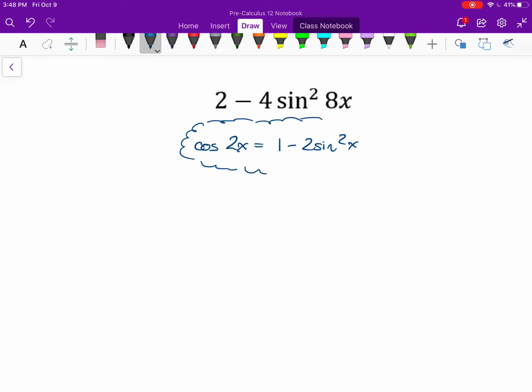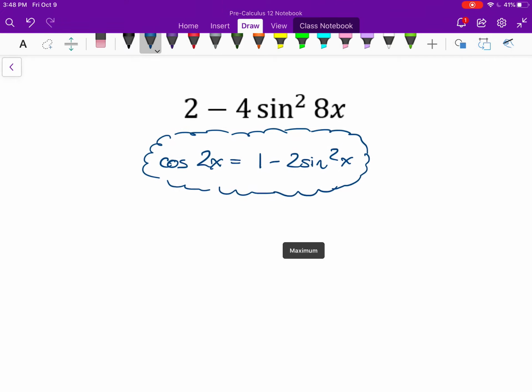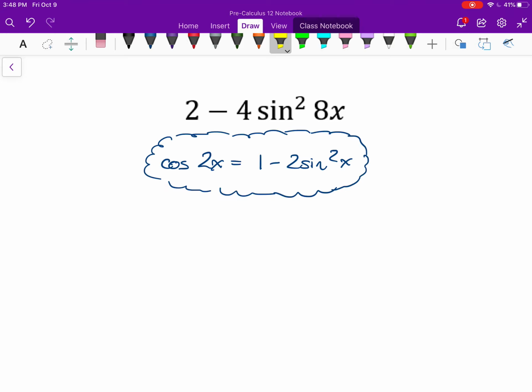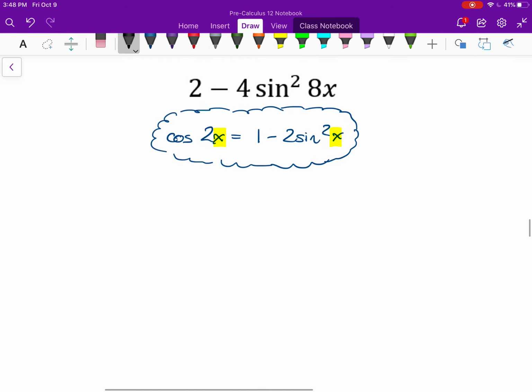The main difference between what I have here and the identity that I've just written down is that the expression I gave you is 2 minus 4 instead of 1 minus 2. It's doubled. My coefficients are doubled, which I can take care of. If I take my original expression and take out a factor of 2, I get this.